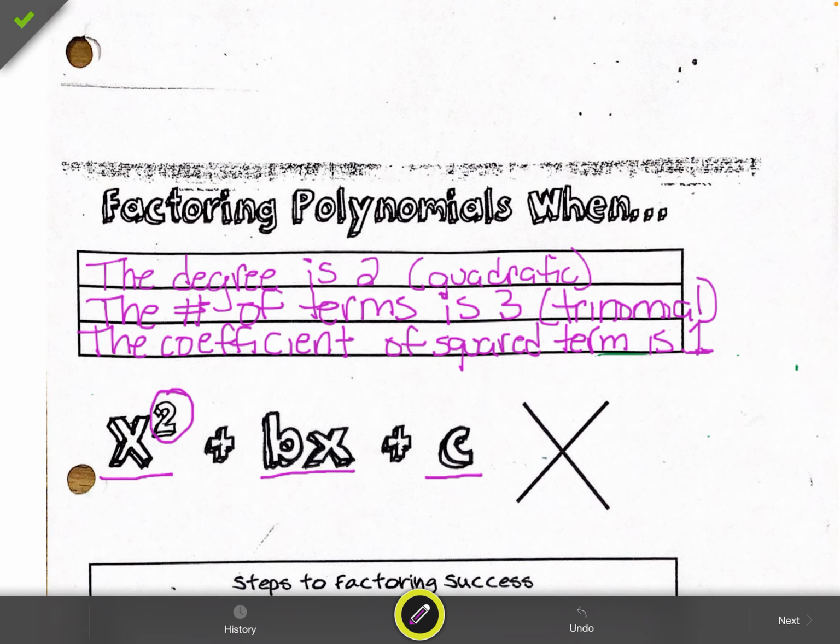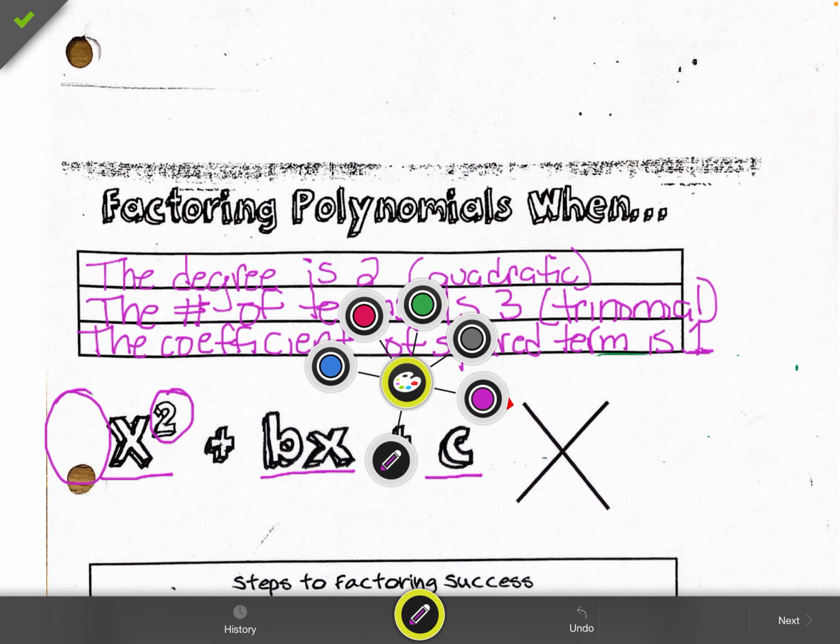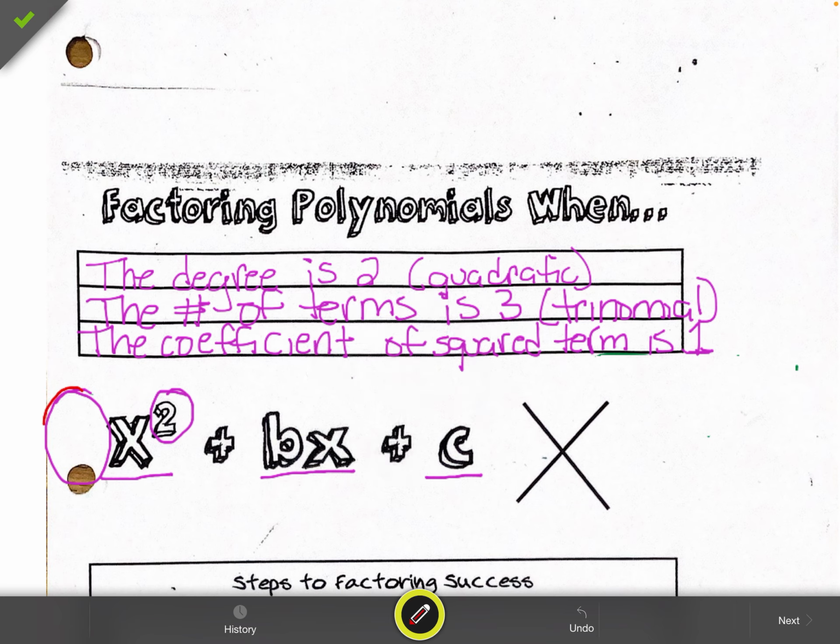And then the third thing that we're going to look for today is the coefficient of the squared term. Remember, coefficient is this number out in front, is 1. Okay, and notice where I just circled. Let's just change the color. They don't actually have the 1 written. Remember, they just assume that you know there's a 1 there.